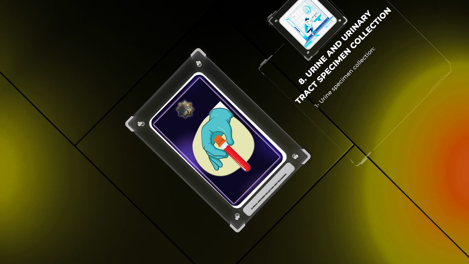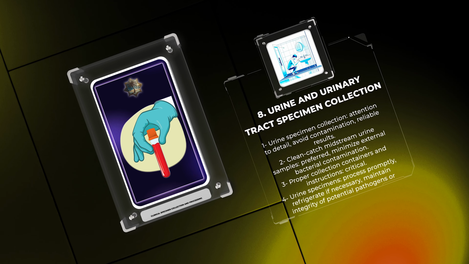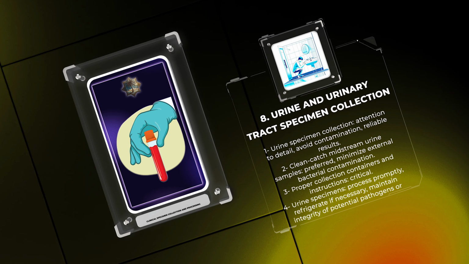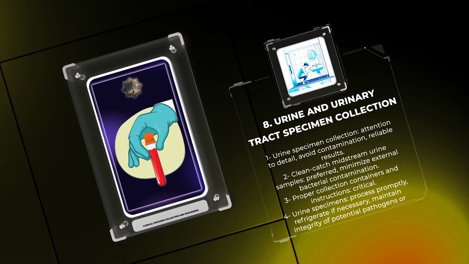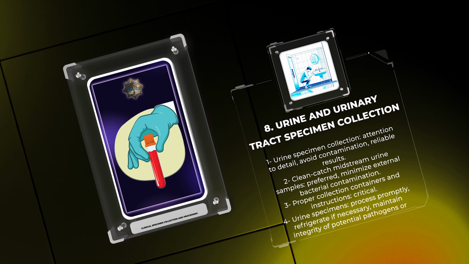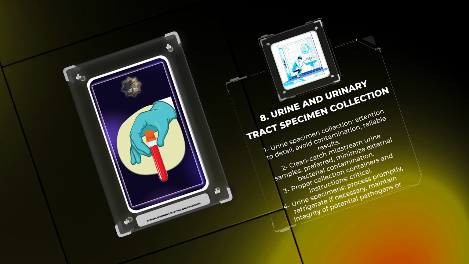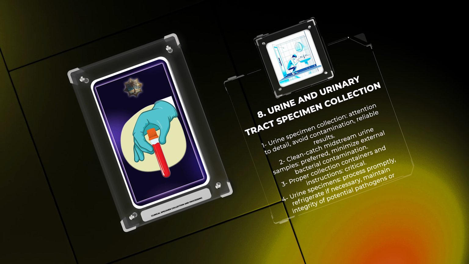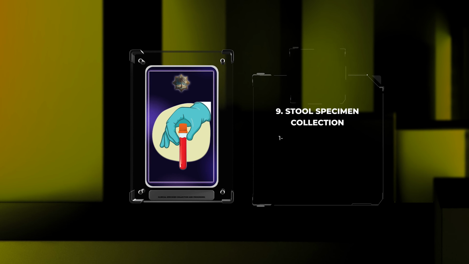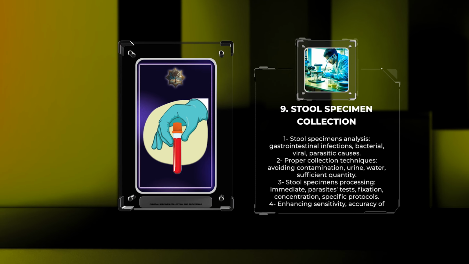Urine specimen collection requires attention to detail to avoid contamination and ensure reliable results. Clean catch midstream urine samples are preferred to minimize external bacterial contamination. Proper collection containers and instructions to patients for attaining an uncontaminated sample are critical. Moreover, urine specimens should be processed promptly and, if necessary, refrigerated to maintain the integrity of any potential pathogens or biological markers.